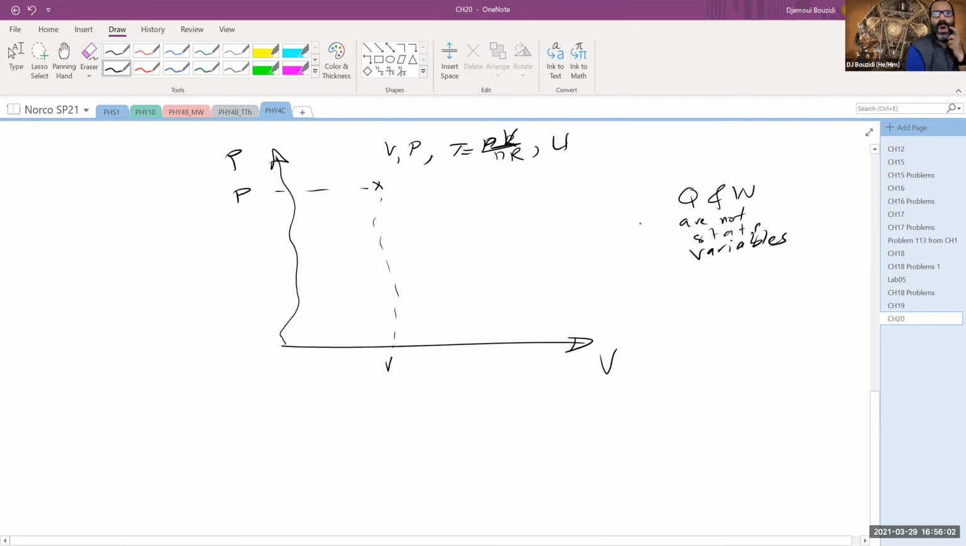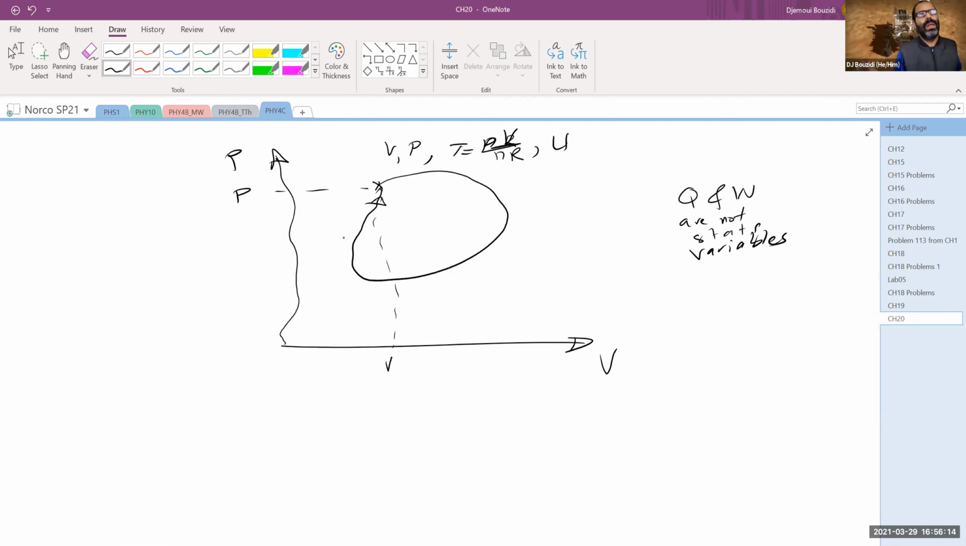In other words, if the system goes through a cycle, it comes back to this point, there is no change in volume because it came back to a starting volume. There is no change in pressure because it came back to the starting point. There is no change in temperature because my final temperature and my initial temperature are the same. There is no change in energy. Delta U is 0 throughout the cycle because, again, it's a state variable.